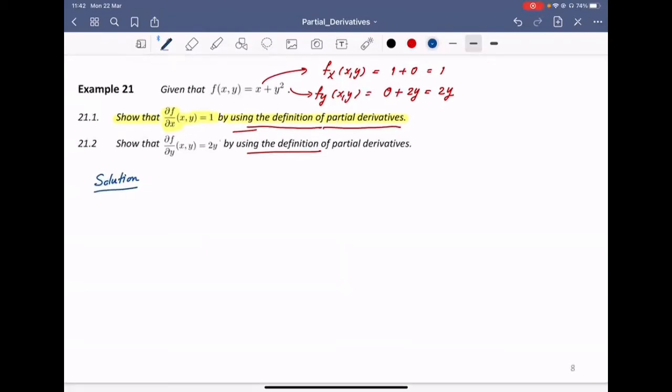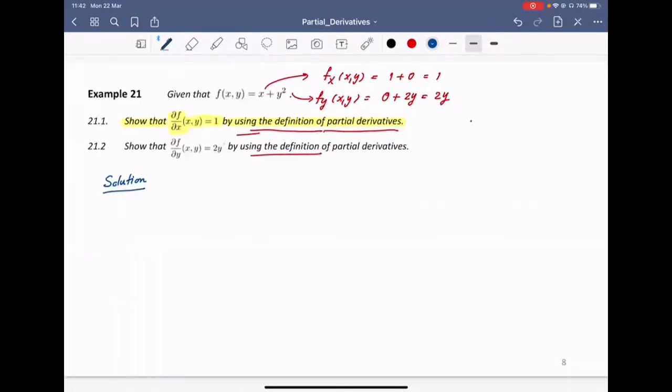All right, let's look at that. Recall that the definition of the partial derivative with respect to x is the limit of the function f(x plus h, y) minus f(x, y). Right? This is the definition. Should say definition.